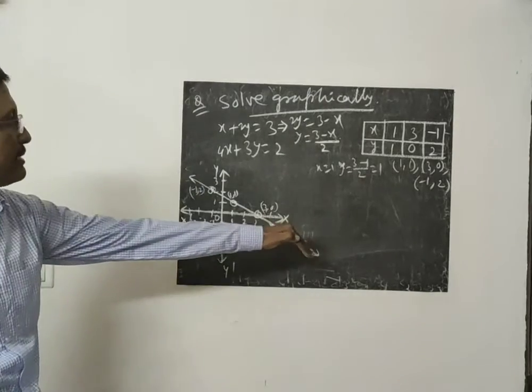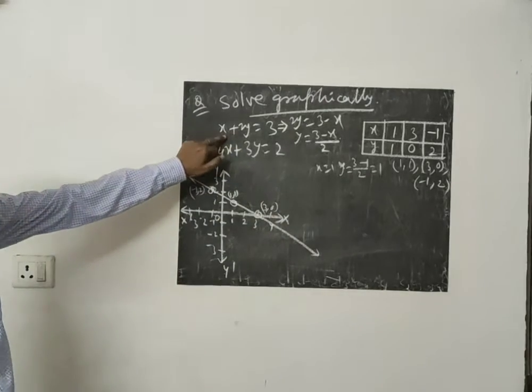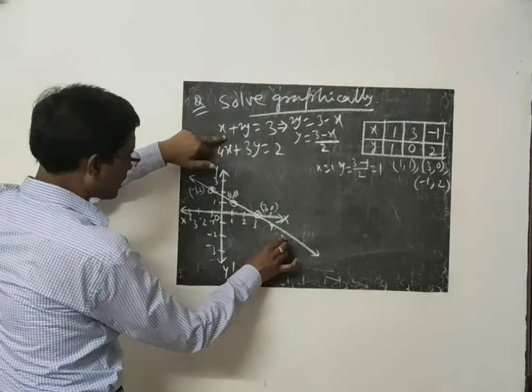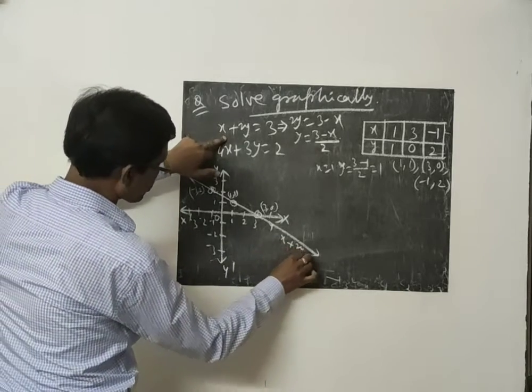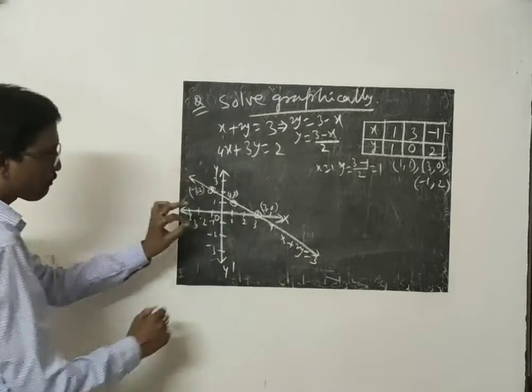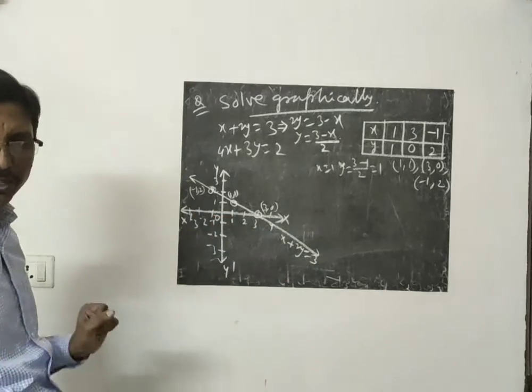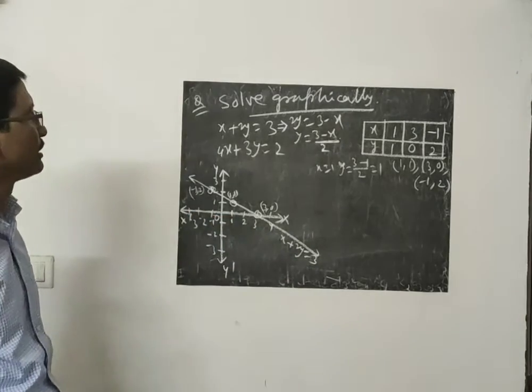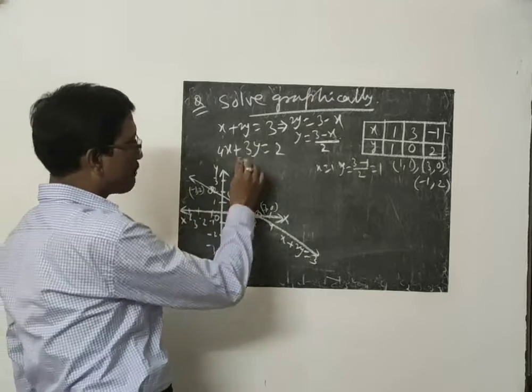And this straight line is representing which one? The first equation. Right where you are getting the space, that is the address of the line. This line is representing x plus y equal to 3. First line we have done. Now the second one, same process.